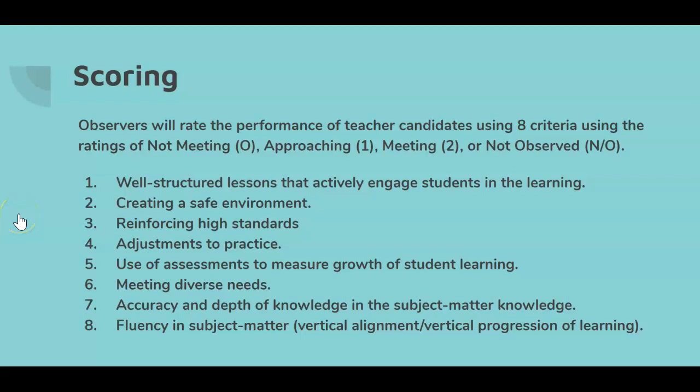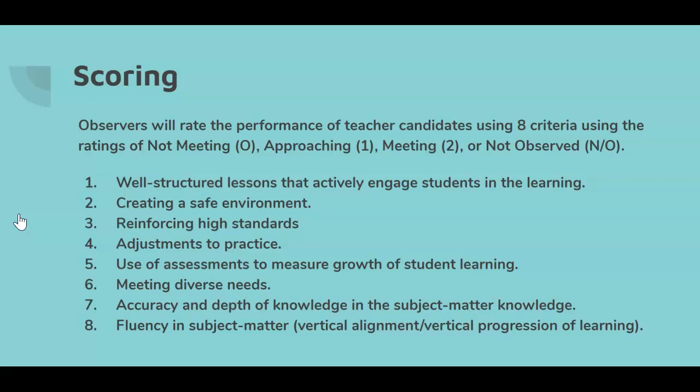Observers will rate the performance of teacher candidates using 8 criteria: well-structured lessons that actively engage students in the learning, creating a safe environment, reinforcing high standards, adjusting to practice, using assessments to measure growth of student learning, meeting the diverse needs of students, and having accuracy and depth of knowledge in the subject matter that they are teaching, and having fluency in that subject matter, both vertically and in the vertical progression of that learning.